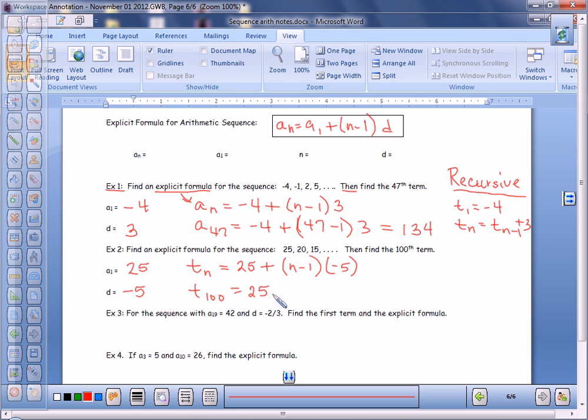Okay, so I know some of you have already worked ahead because you're bored. What'd you get for T sub 100? Negative 470. Negative 470. Beautiful.